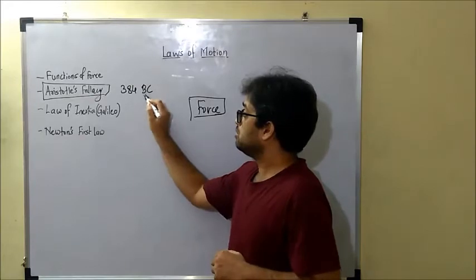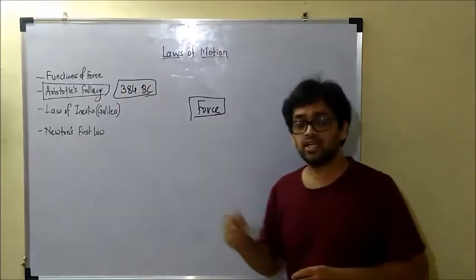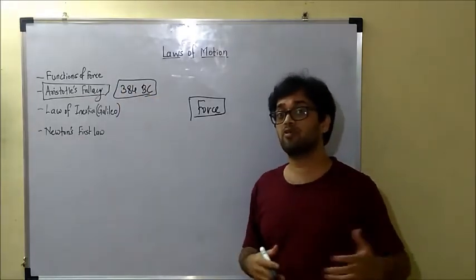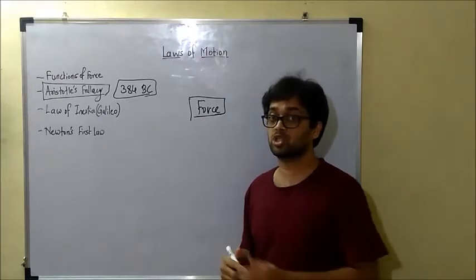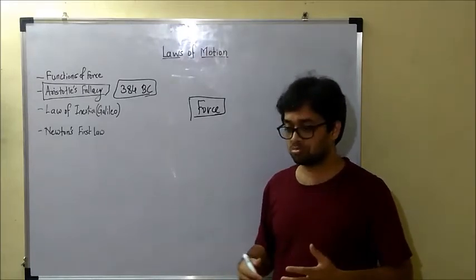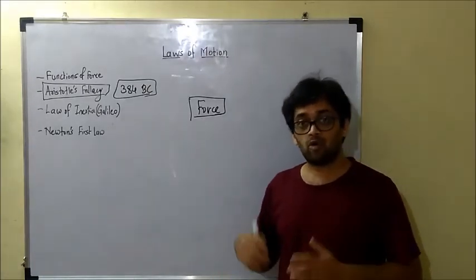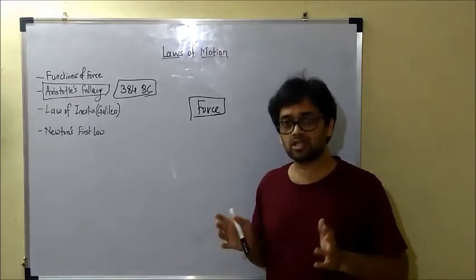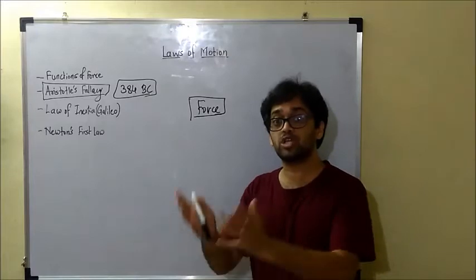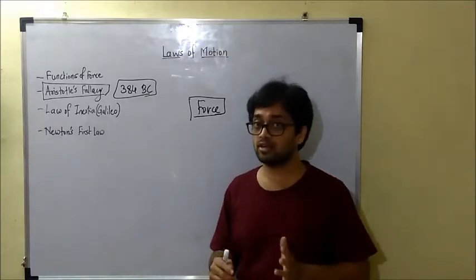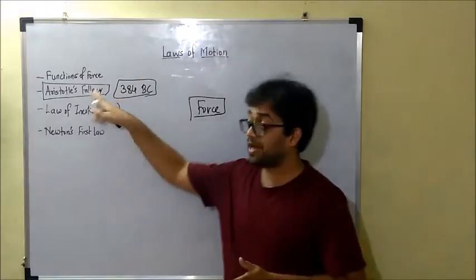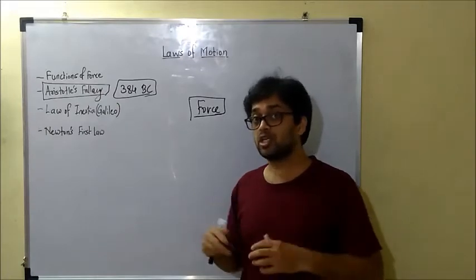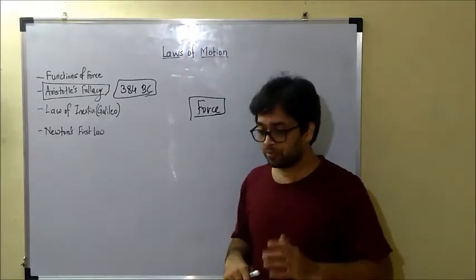Aristotle, in this period, felt that a force is necessary for constant speed motion of an object. So if you kick a ball on the floor, for it to move with a constant speed, there must be somebody or something continuously pushing the object forward. Only then can it continue the forward motion, is what Aristotle felt, which we now know not to be true.